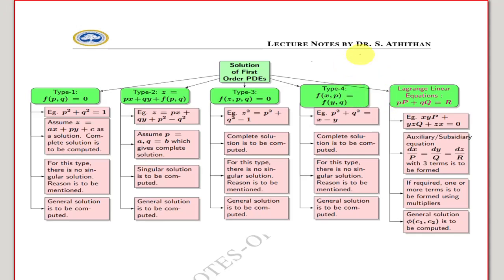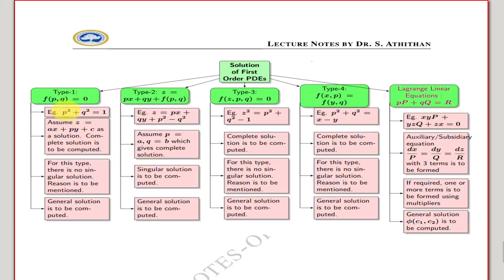As we saw in the last video, solution of first order PDEs, there are five types. So how to find the solution for that? Actually, the solution method I am giving here. This video may be very helpful for you to understand how to find the solution for each type. First, you need to understand the type. Whenever a question is given, you need to identify the type. So we will start with type 1.